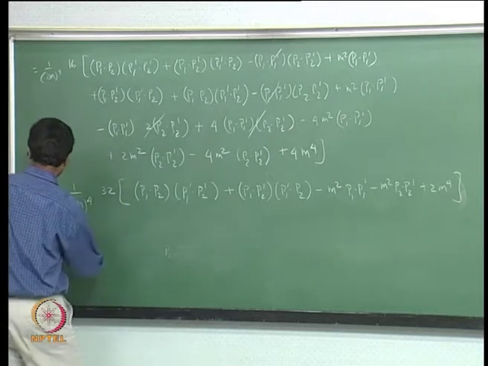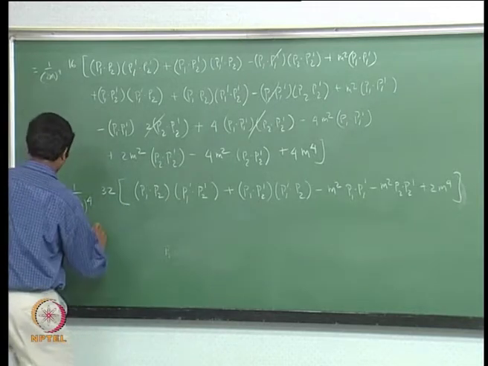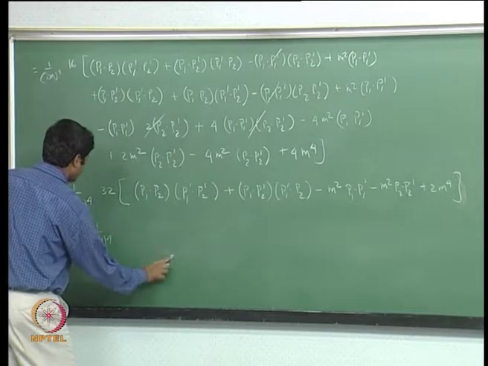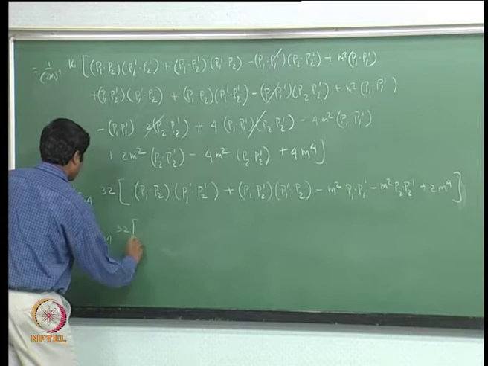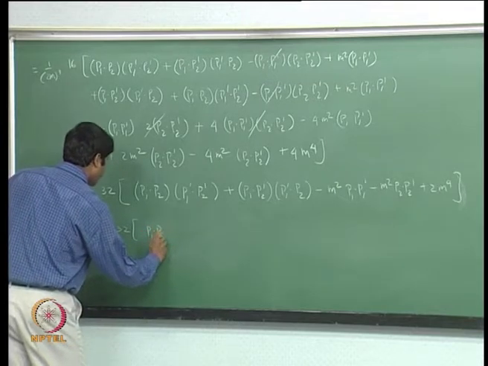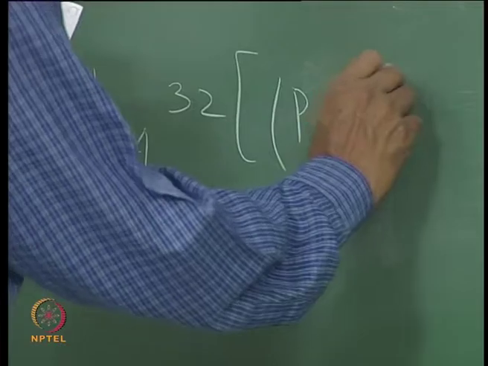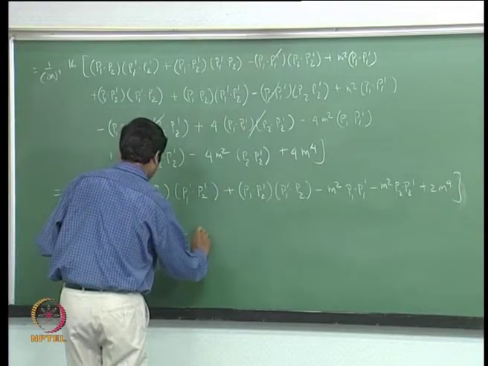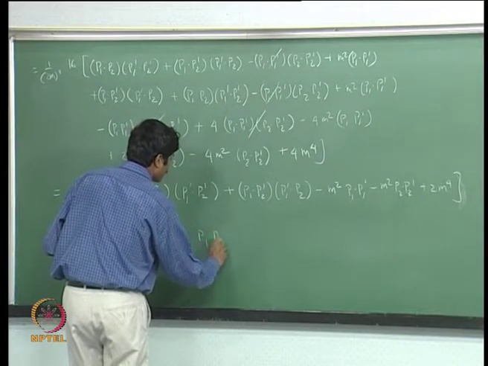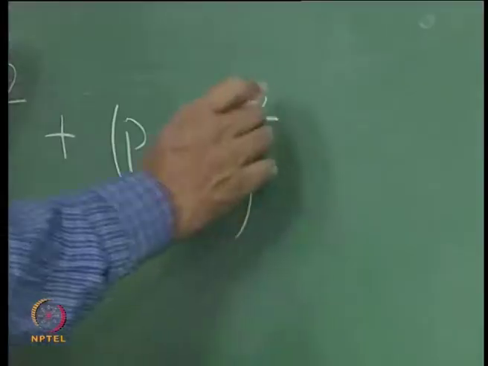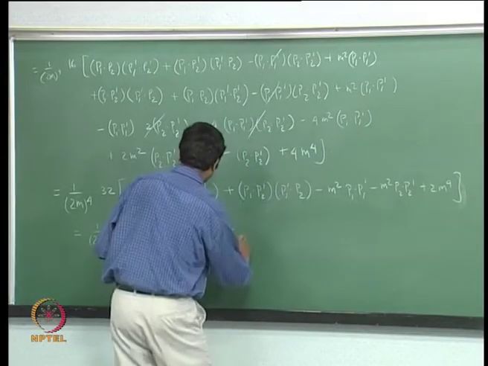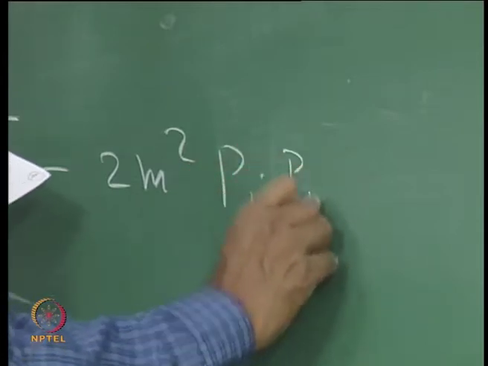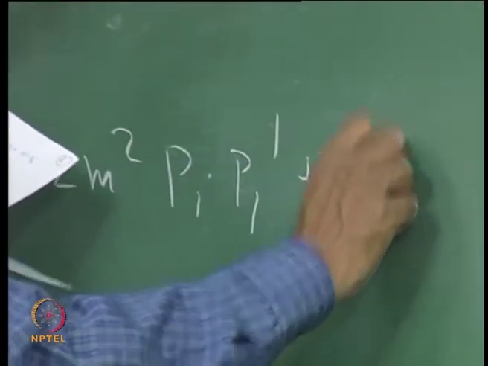This simply becomes 1 over 2m to the power 4th, 32 times p1 dot p2 whole square. Similarly, these two are equal, so what I will get is p1 dot p2 prime whole square, and these two will add up, minus twice m square p1 dot p1 prime plus twice m fourth.